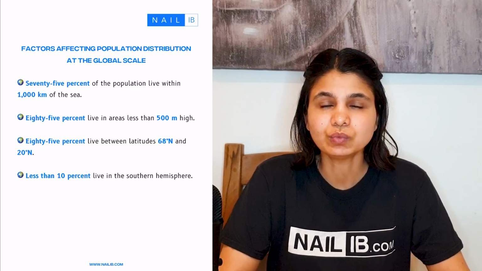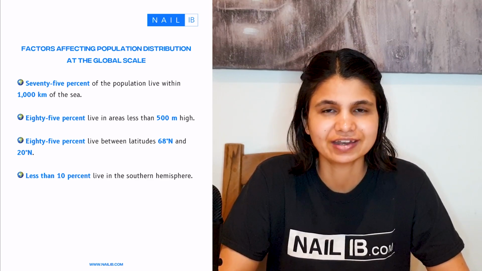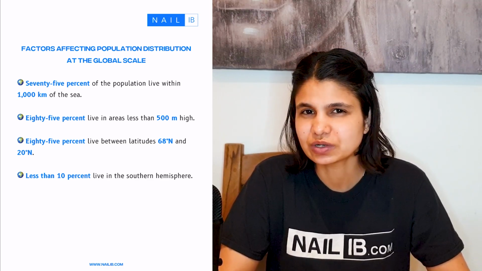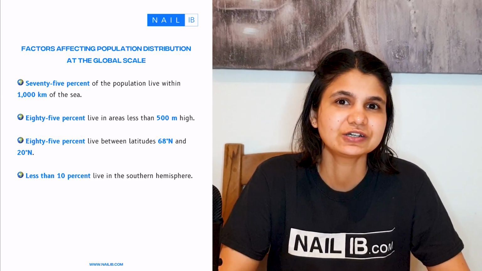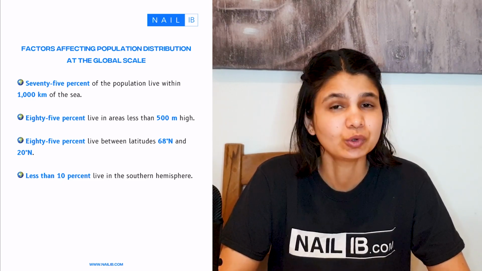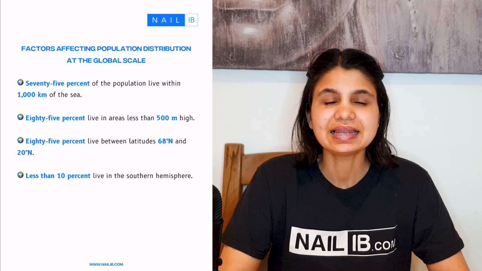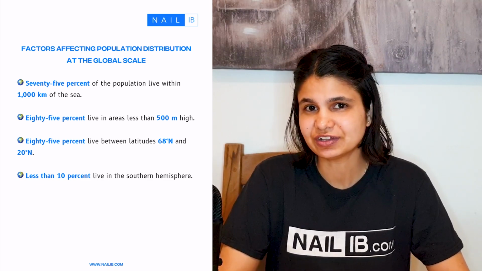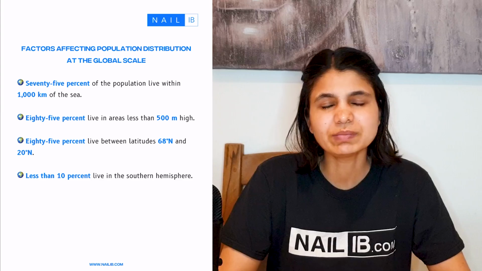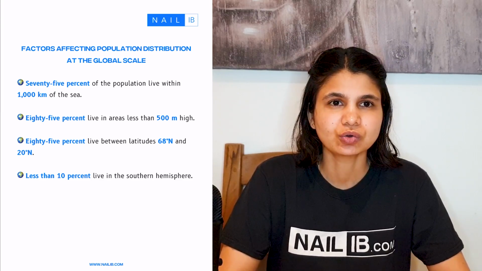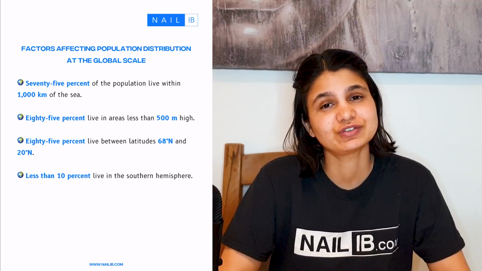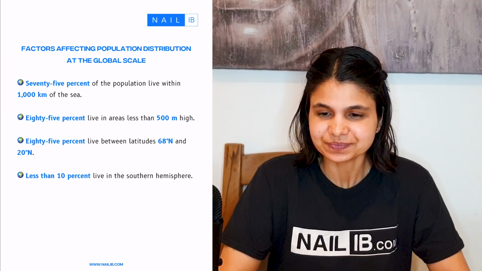Now, obviously, we'll apply physical geography here, and we'll see how people are trying to avoid living in extreme environments, be it the tropics, be it the extreme paraglacial or polar environments. Then less than 10% of the people live in the southern hemisphere. It makes sense because there's more land area in the northern hemisphere, isn't it? So this is a beautiful application of physical and human geography.